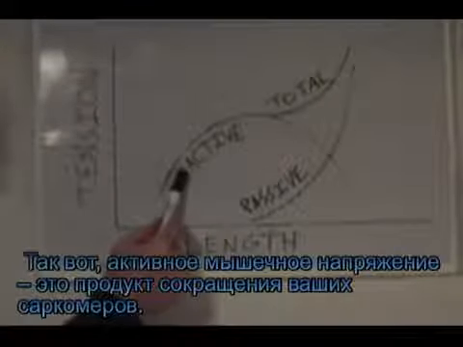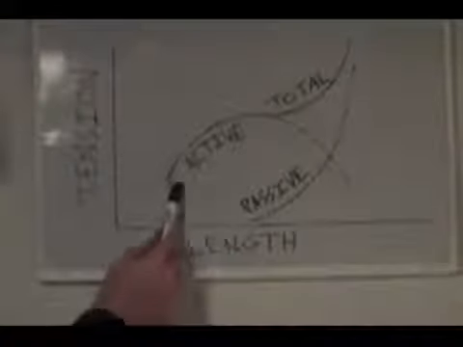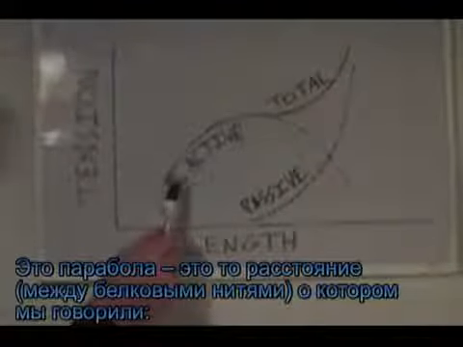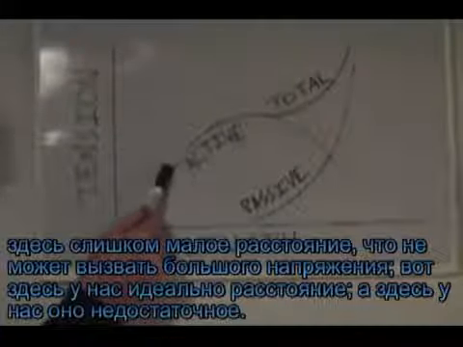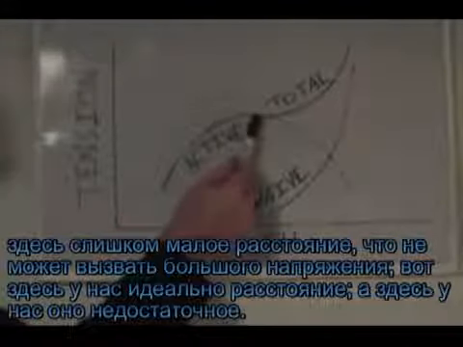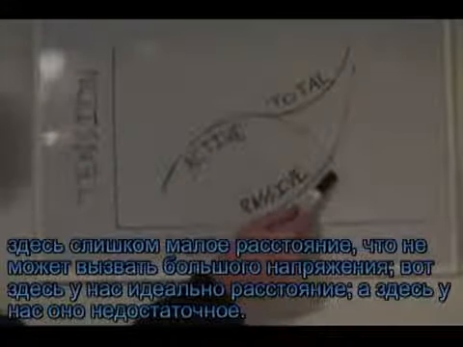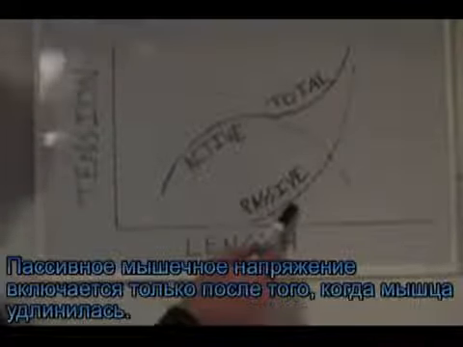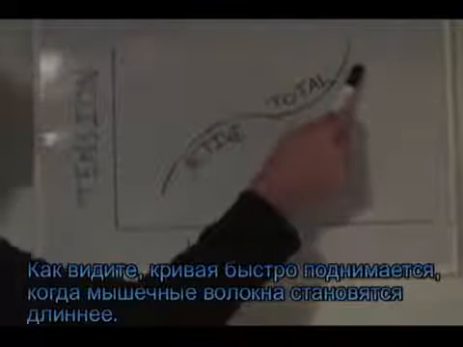So your active muscle tension is a product of your sarcomeres contracting, and that's this parabola right here. That's a product of that overlap we talked about. Over here, we can't get very much tension because there's too much overlap. Up here, we have the ideal amount of overlap, and over here we don't have enough. Then your passive tension only kicks in after the muscle is lengthened. And you see it curves up really quickly as those tissues get longer.